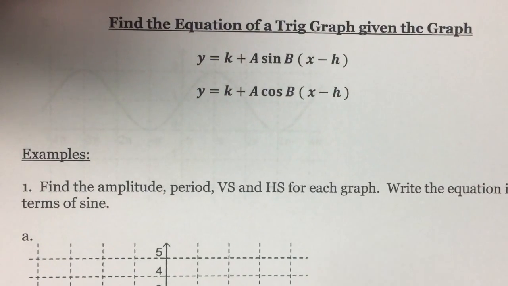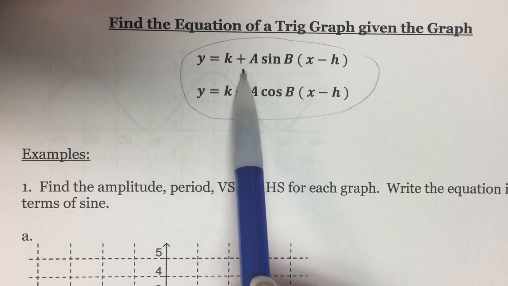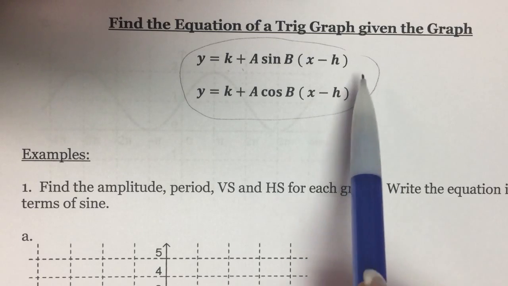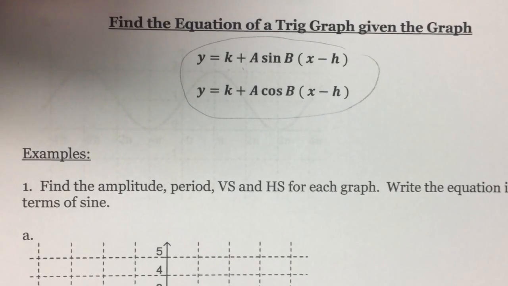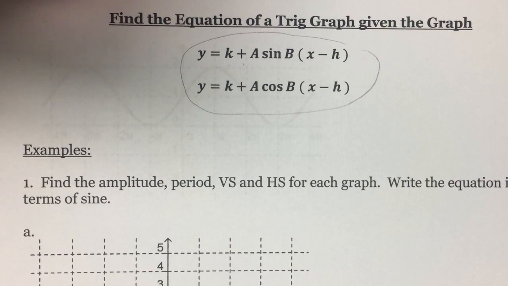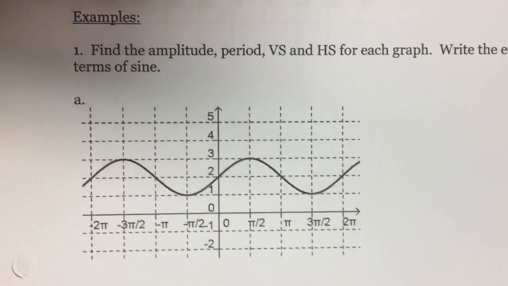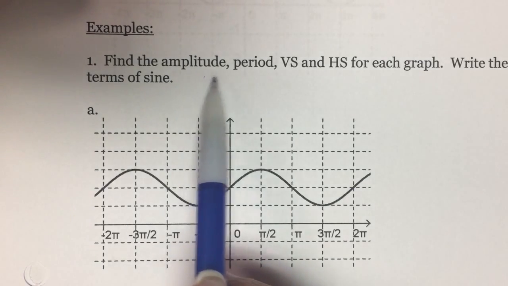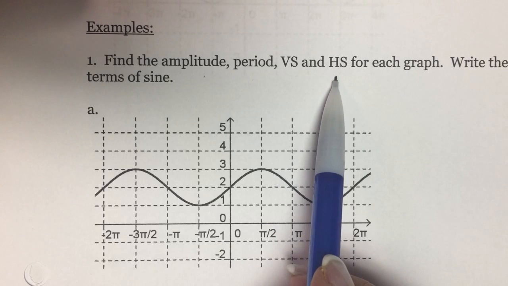So up here, I have our 2 forms. They have the k in the beginning. That's how they put it. I like my plus k at the end. Your k is your vertical shift. So it's totally up to you, but I'm probably going to end up putting mine at the end, just so you know. I'm just more comfortable with it that way. So to be able to fill in that equation, we've got to find the amplitude, the period, the vertical shift, and the horizontal shift for each graph.